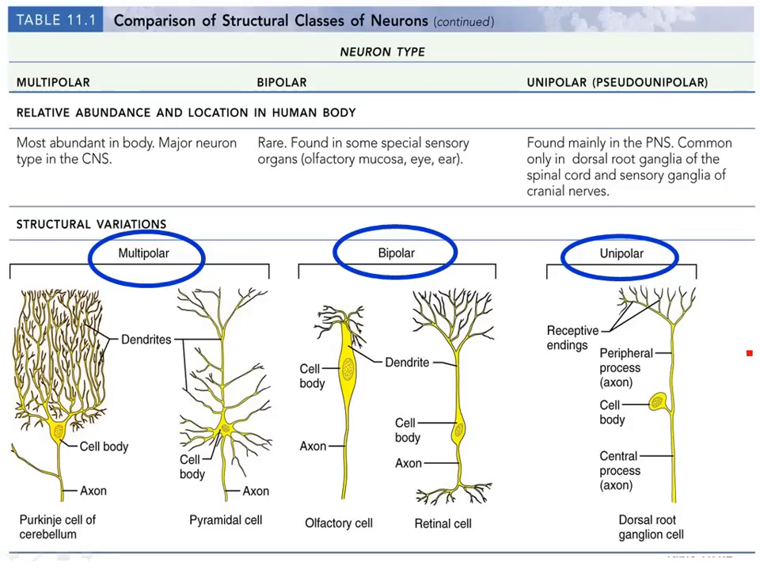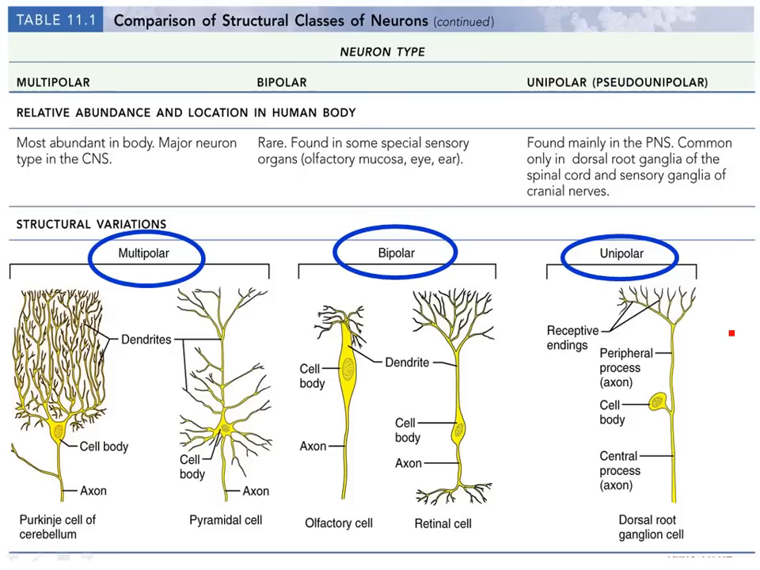We classify neurons in part based on shape. How many processes come off the soma? If more than 2 come off the soma, those are multipolars, and they're on the left. There are a lot of different kinds of multipolar neurons. They're the major type of neuron in the central nervous system. They're the most abundant ones in the body. And again, you have a lot of different variations of multipolars.